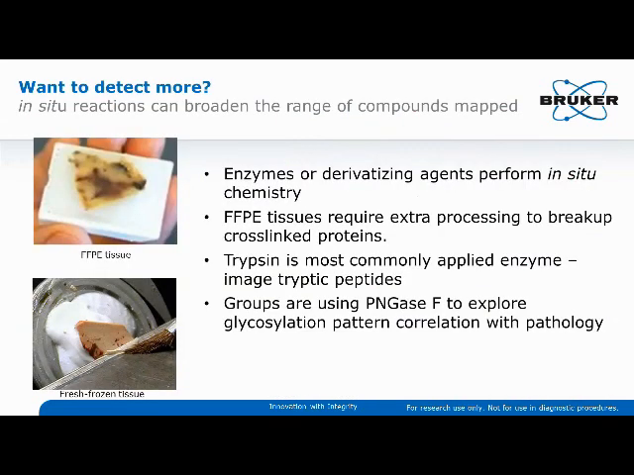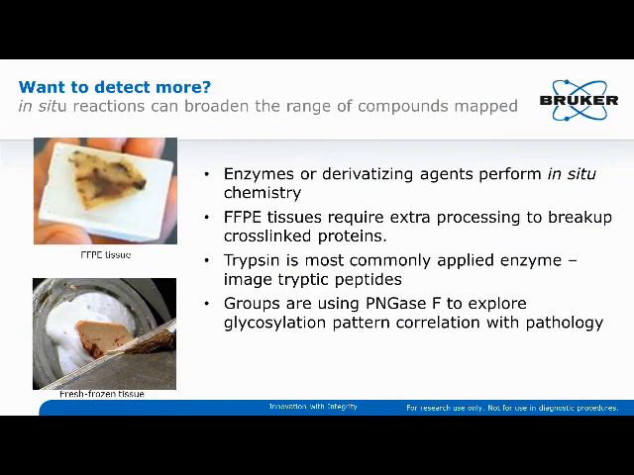So detecting more, everyone always wants to detect more from a particular sample. We can detect proteins, we can detect lipids, but extending beyond that, certainly subsets are more readily detected than others, and also kind of dependent on whether we're looking at fresh samples or formalin-fixed samples. We have different restrictions, different options available to us.